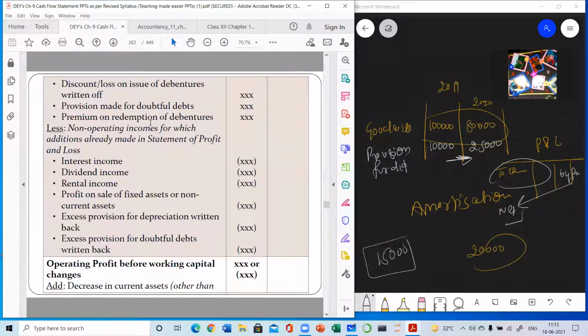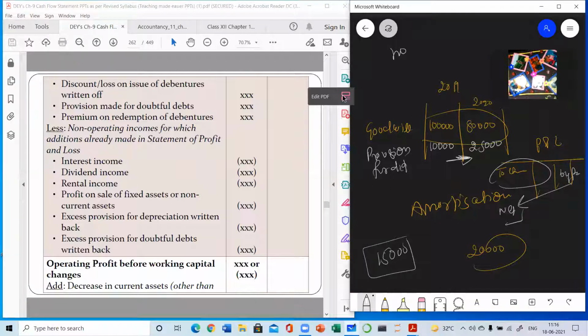This is the second step. Then we need to subtract the non-operating incomes. As we have added back the non-operating expenses, similarly the non-operating incomes will be subtracted.